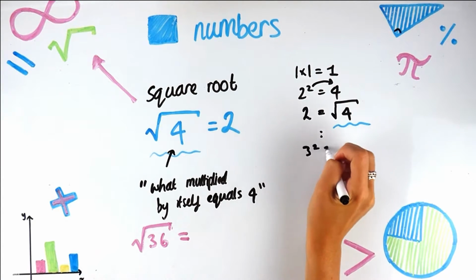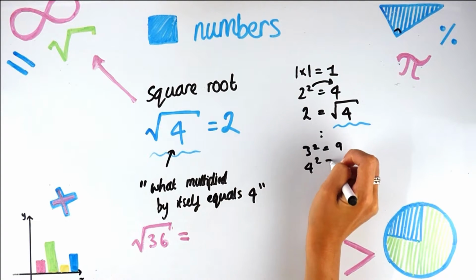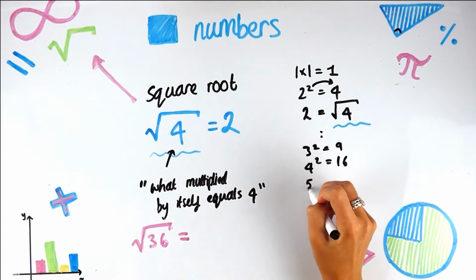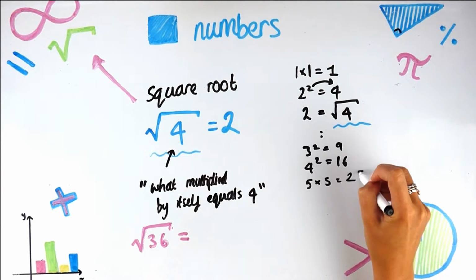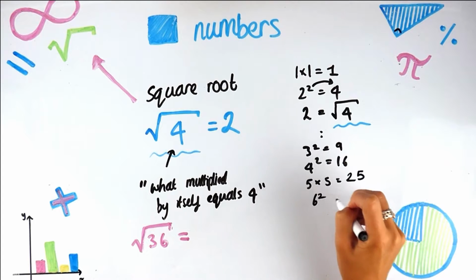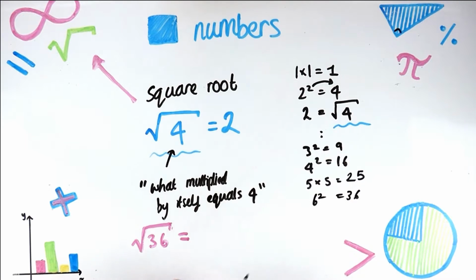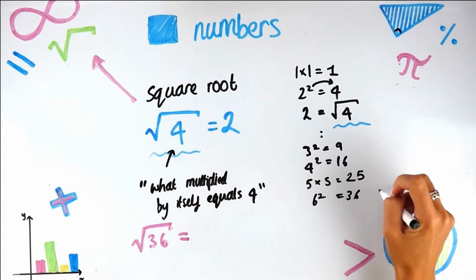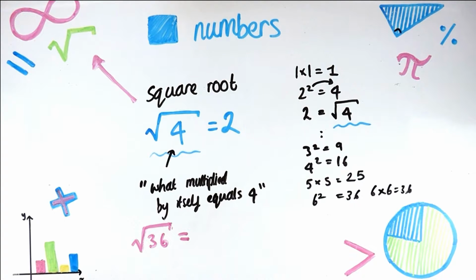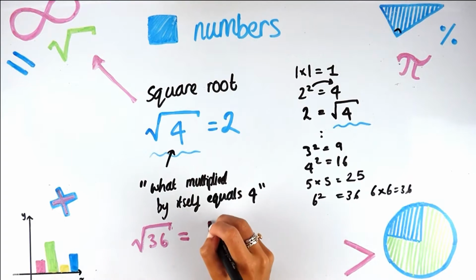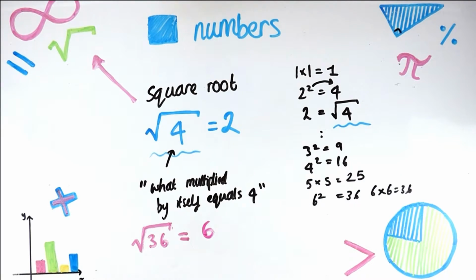3 squared equals 9, 4 squared equals 16, 5 times 5, I'll mix up the way I write it, is 25, and 6 squared, 6 times 6 is 36. Aha! So what times what? 6 multiplied by 6 is 36, so the square root of 36 equals 6. The answer here is 6.